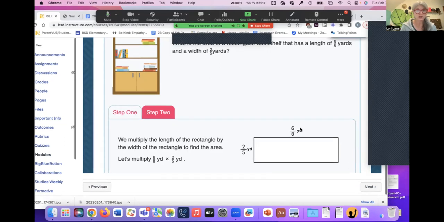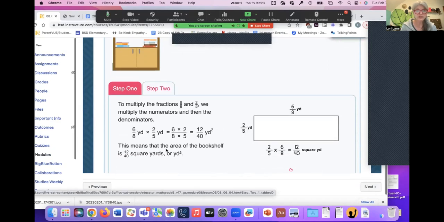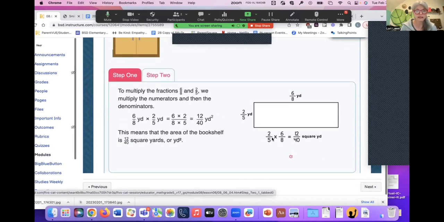Or we can try and look at it like this. So here we've drawn the picture, the 2/5 on one side, the 6/8. That's a lot of work to divide this into 8 pieces, color them in, and then divide this into 5 pieces and color in 2 of them. So in this case, they just did it the way we did it by multiplying, 12/40.